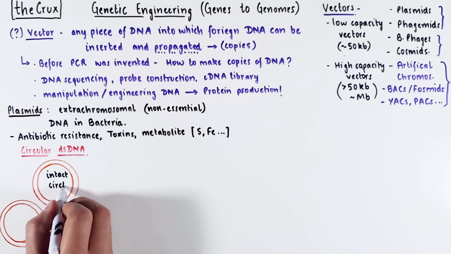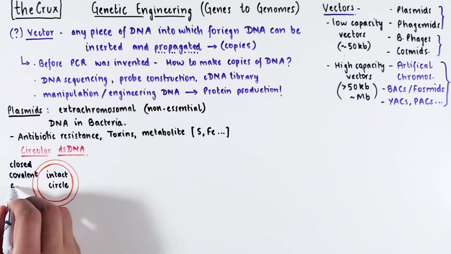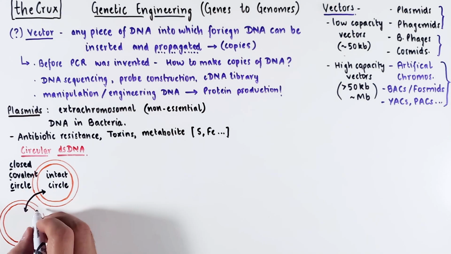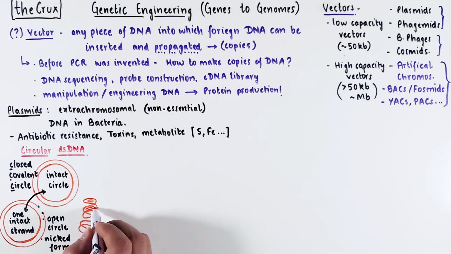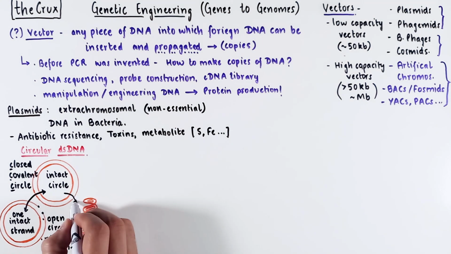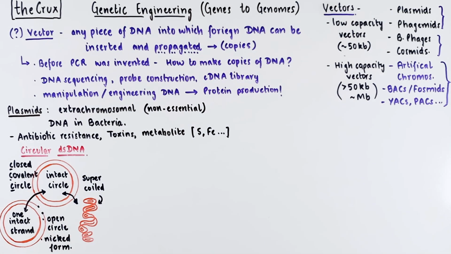This circle can be intact, which is called closed covalent circle, or one of the strands can be nicked, so instead only one strand is intact. This is the open circle or nicked form of a plasmid. Quite often, these intact circles inside a bacteria take up an entangled configuration, which we call the supercoiled form.